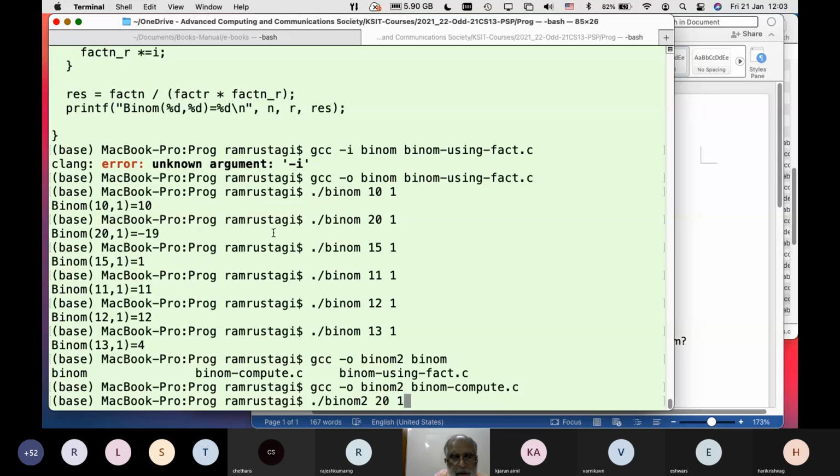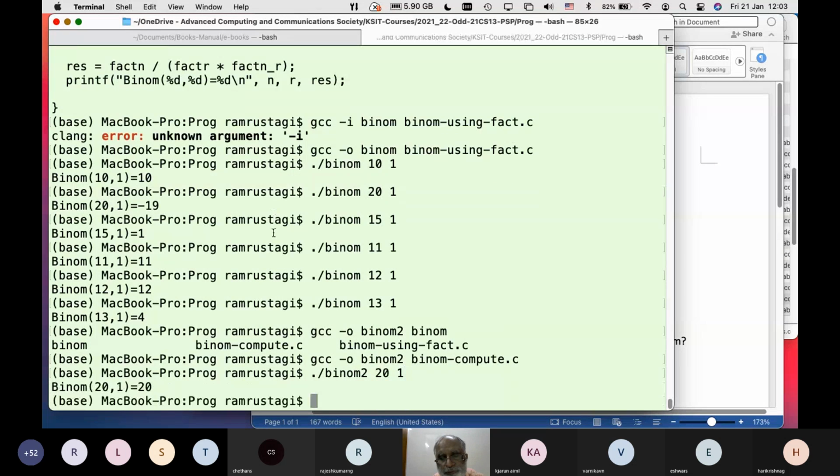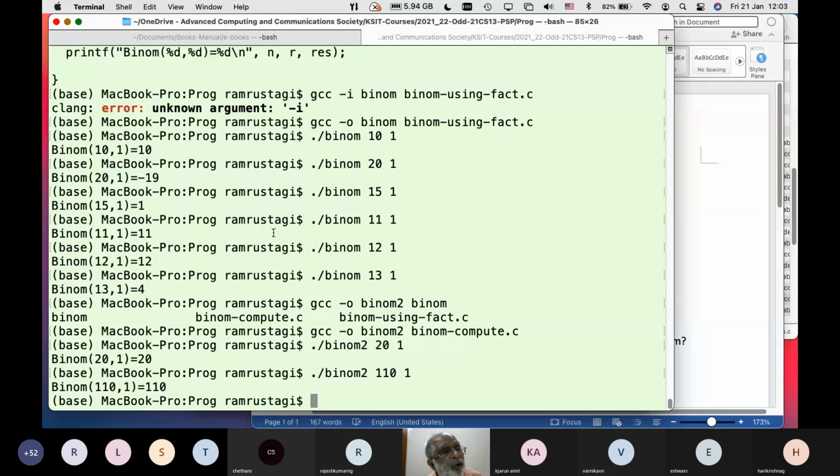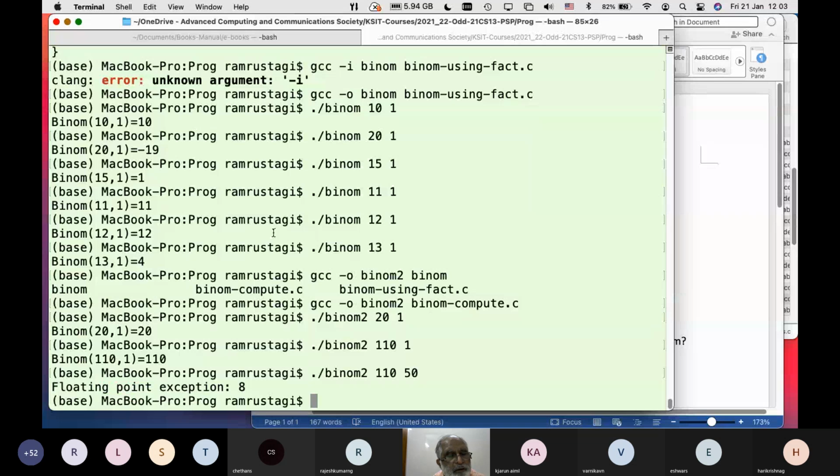To, let's say, 21, I should get answer 20 here. So if I were to even give 101, I'll get the answer because there is no overflow happening. However, if I were to give you 110 over 50, then overflow would occur and I'll get some wrong answers. One has to be careful. How do you do that?